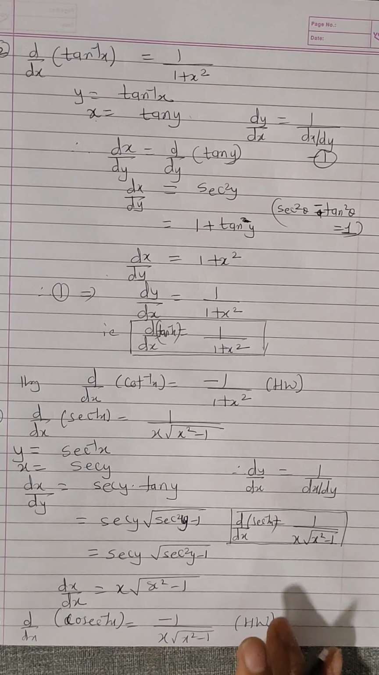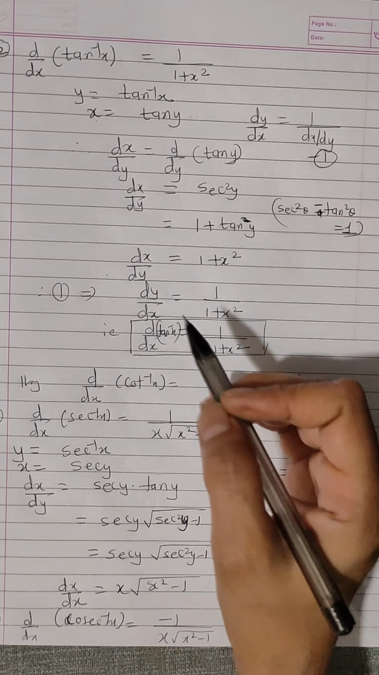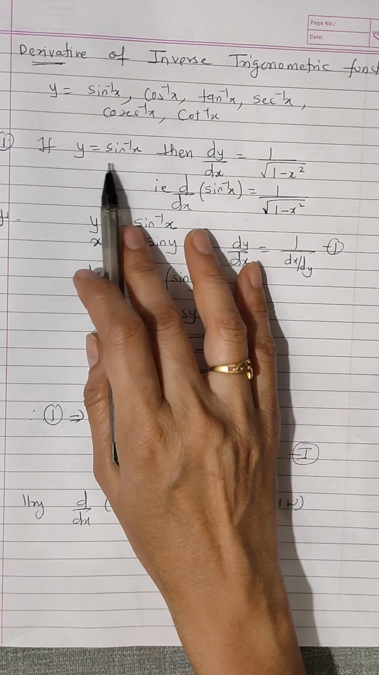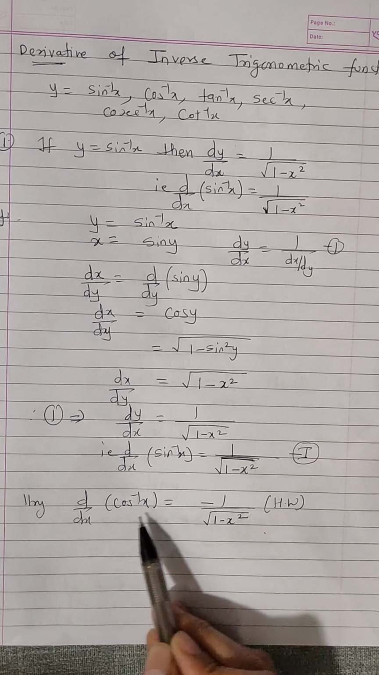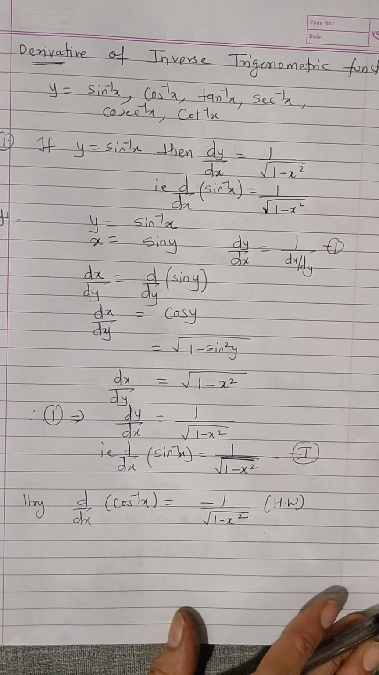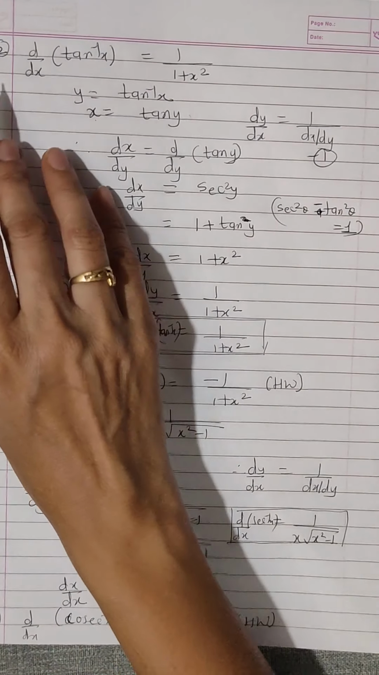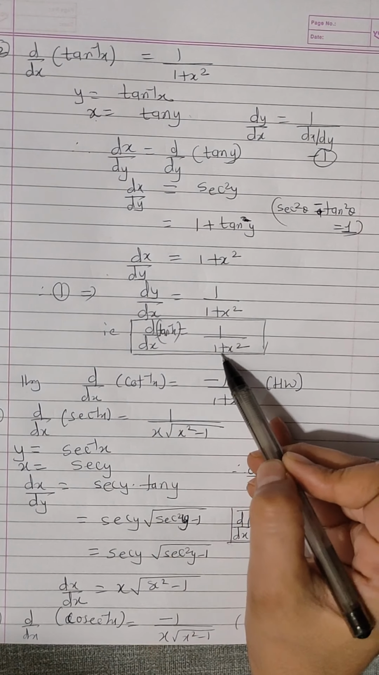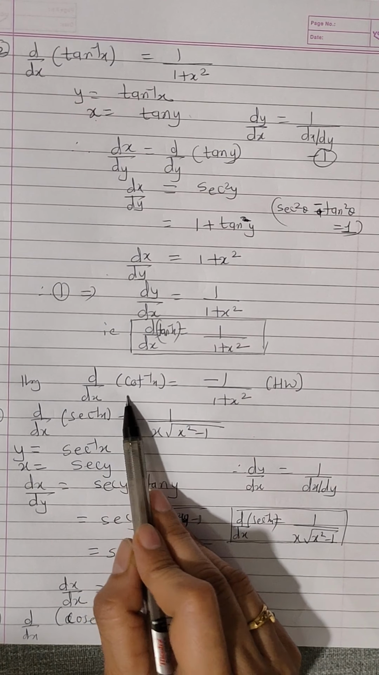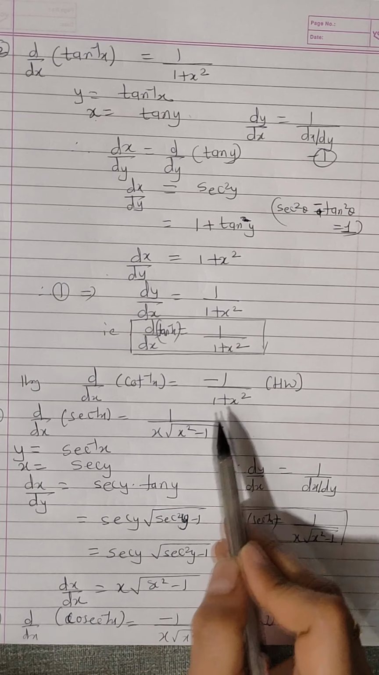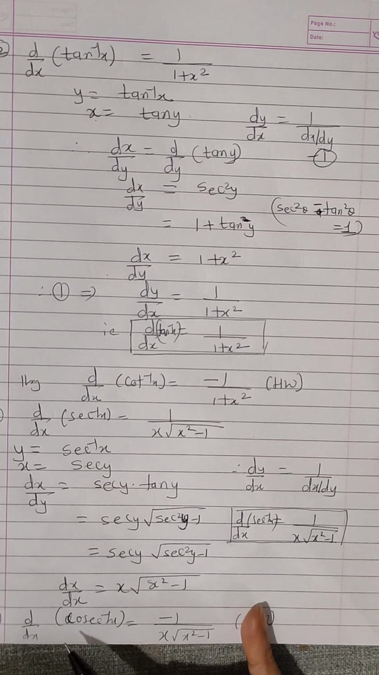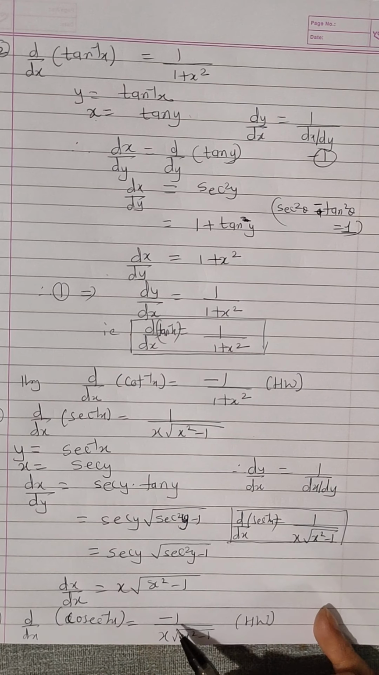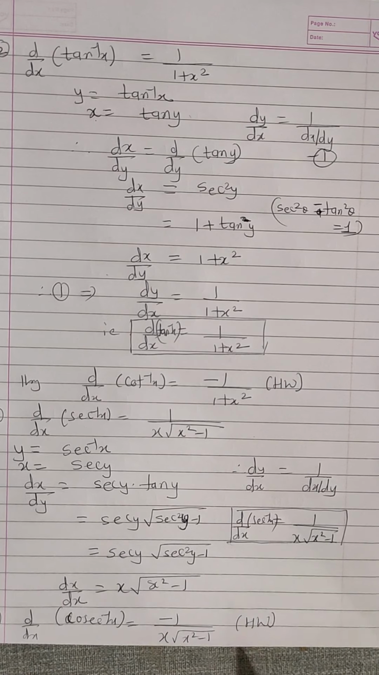So students, in this way I have taken the derivative of sin inverse x, that is 1 upon under root 1 minus x square. The derivative of cos inverse x is minus 1 upon under root 1 minus x square, which you have to prove. Third, the derivative of tan inverse x is 1 upon 1 plus x square. You have to prove the derivative of cot inverse x is minus 1 upon 1 plus x square. Next, I have proved the derivative of sec inverse x is 1 upon x under root x square minus 1, and your homework is the derivative of cosec inverse x, minus 1 upon x into under root x square minus 1.